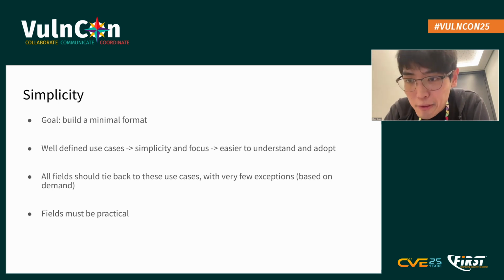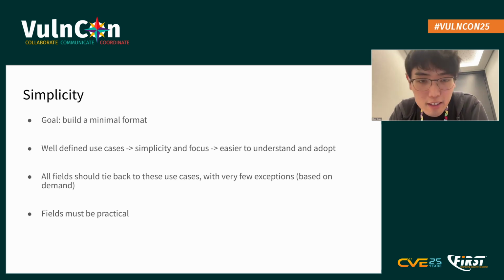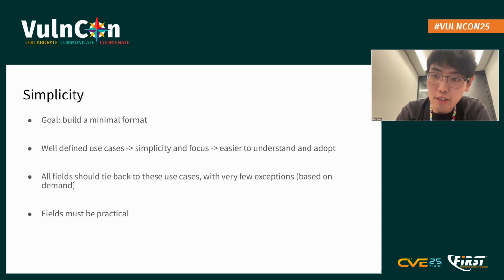This leads us to our second guiding principle, which is simplicity. So a well-defined set of use cases allows the schema to remain concise and minimal. So the simplicity makes the schema easier for consumers to understand and easier for producers to adopt. Each field should serve a distinct purpose directly linked to the core use cases. And there must be a practical way for vulnerability data producers to supply the data for each field. So aspirational fields, which can't be realistically populated by databases, nor realistically used by consumers, must also be avoided.